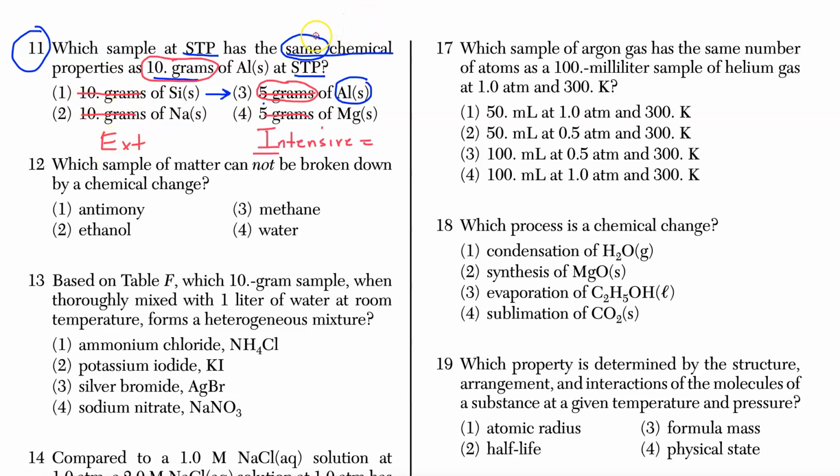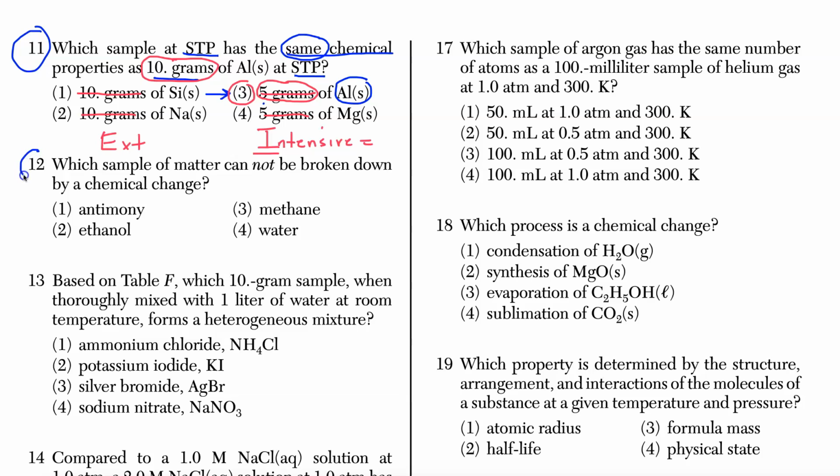So they want the same chemical properties as aluminum would be, well, aluminum. Again, a kind of a silly question. I guess they're trying to get you with a different amount of grams, which you can't identify things with. So 11 is clearly going to be 3 here. So in any case, on to number 12.